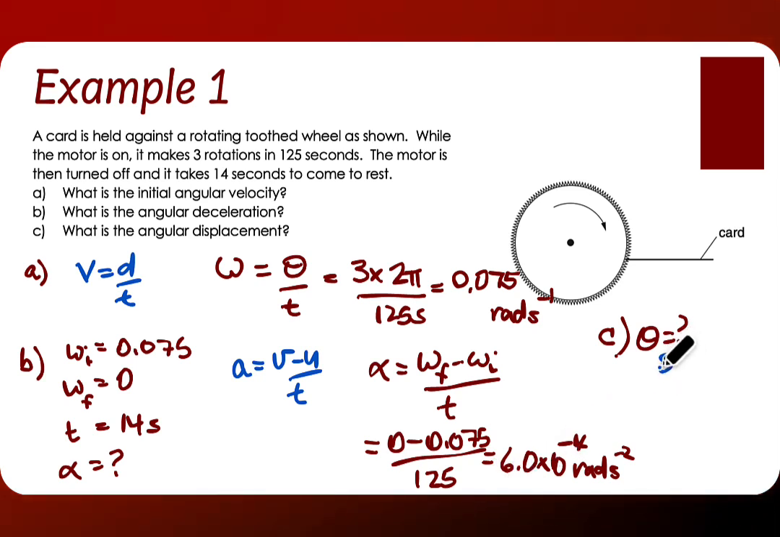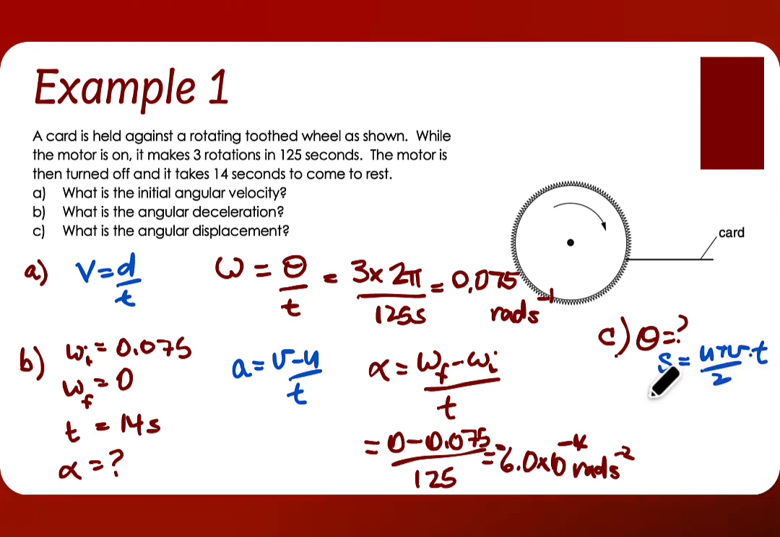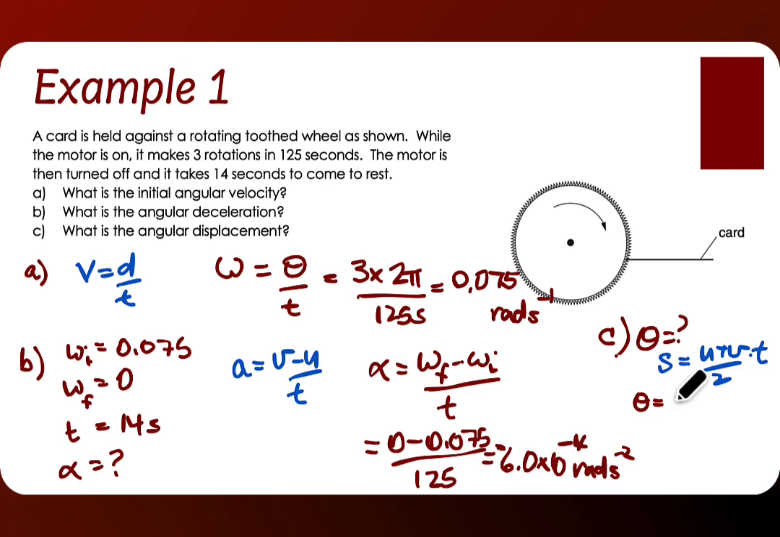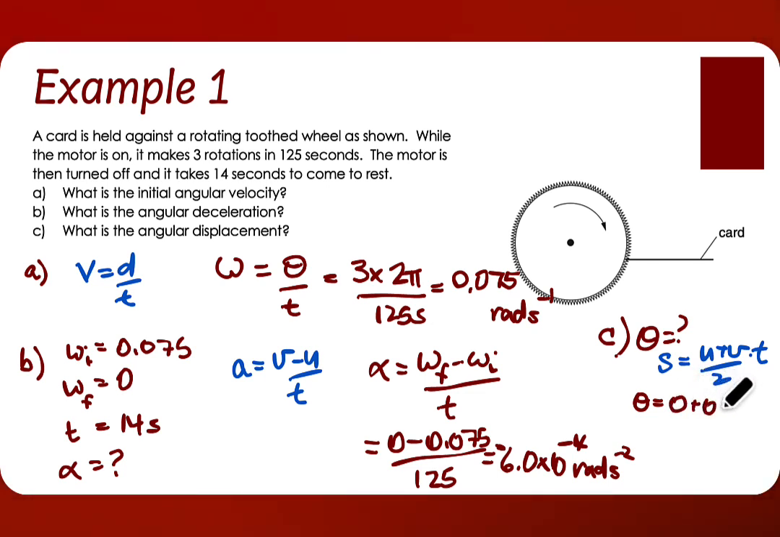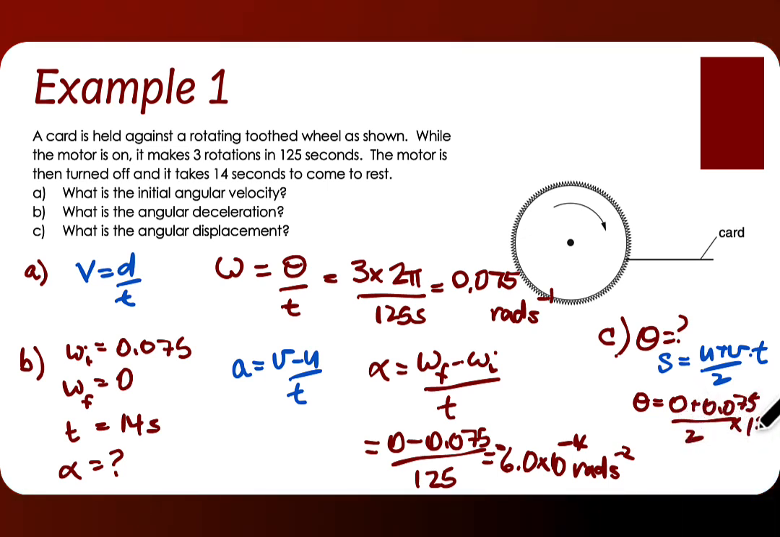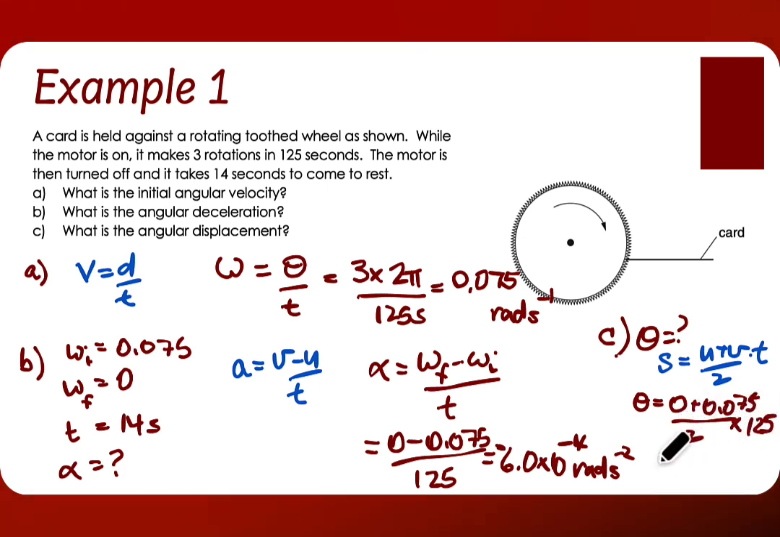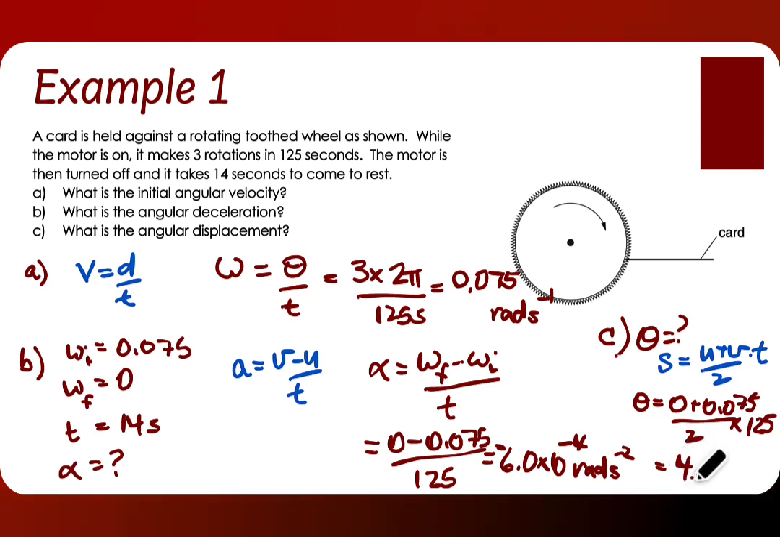So I'd be looking for s equals u plus v over 2 times t. So theta is going to be 0 plus 0.075 over 2 times 1.25, giving me 4.7 radians.